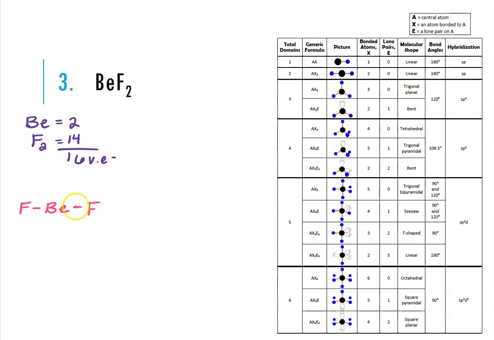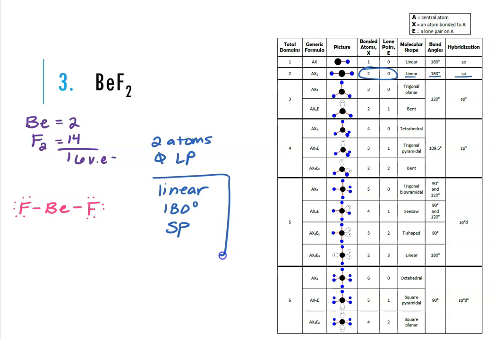I have 2, 4, 5, 6, and so on up to 16. So I've used up all of my valence electrons, so I don't have to put anything on the central atom. So I have 2 atoms on the central atom and 0 lone pair this time. So 2 and 0 means that it is linear, 180 degrees, and sp hybridization.